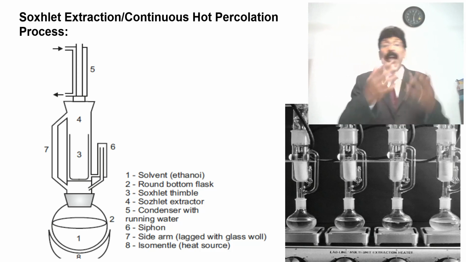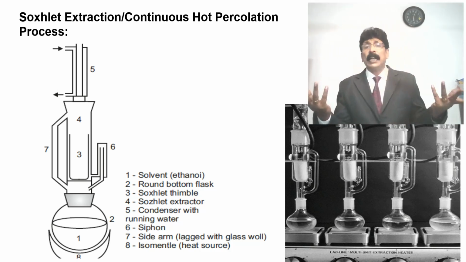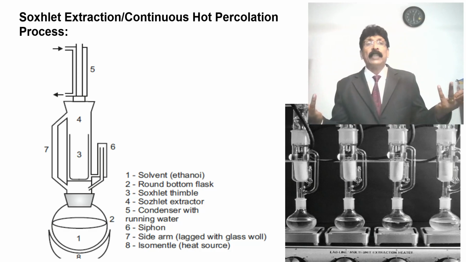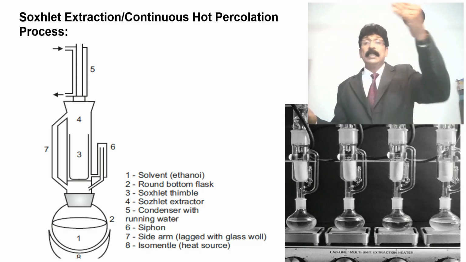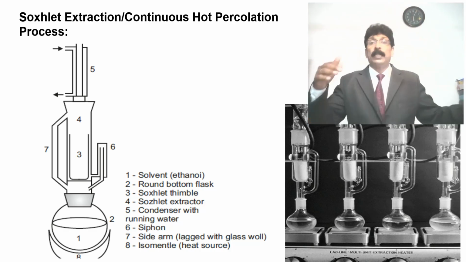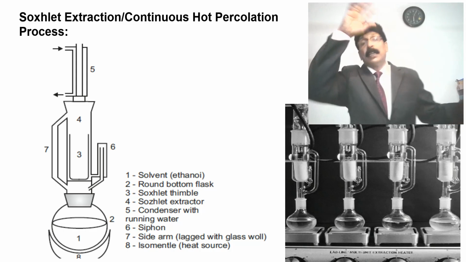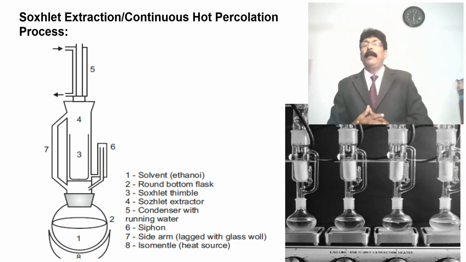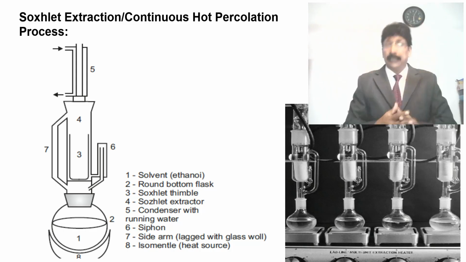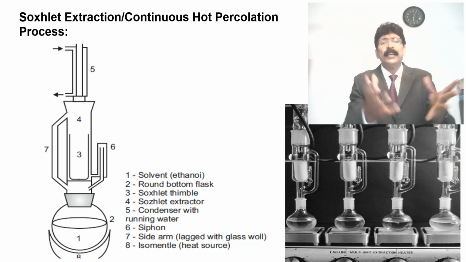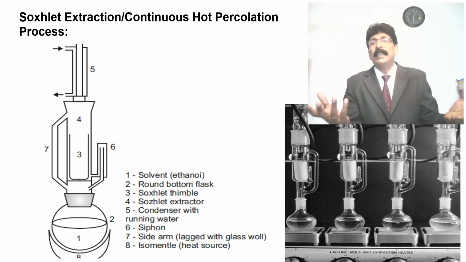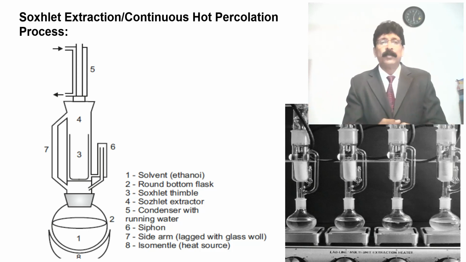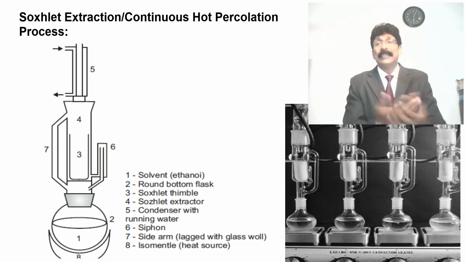And number 5 is the condenser, the water condenser. Every student should know the water condenser. You can see the arrows in the picture. One is the inlet, another is the outlet. The top is the inlet and at the bottom the water comes out as the outlet. The water which circulates in the water condenser cools the condensing area. You see here there is number 6. What is it? It is the siphon tube, S-I-P-H-O-N. And 7 is a side arm tube.